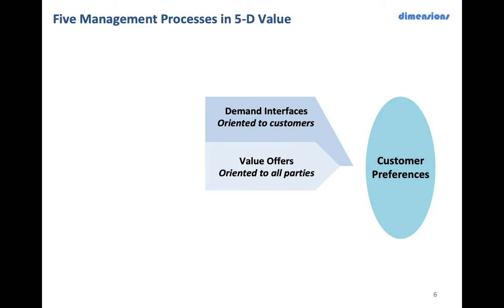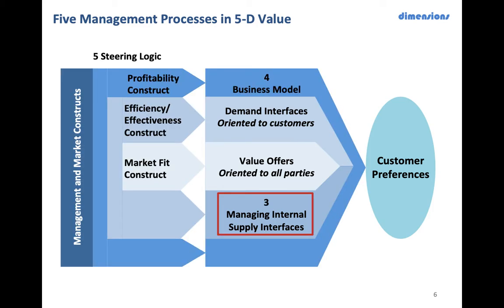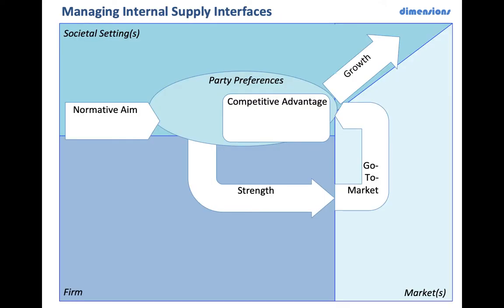The internal operations of employees and business partners follow the same path to the markets because they must ultimately find favor with the customer. The third management process, managing internal supply interfaces, actually generates what the demand interfaces promise to the markets. The process has 8 elements. Work mindset is a manner of thinking about the work and its societal impact, most particularly the social benefits of the normative aim, which informs and governs all employees.